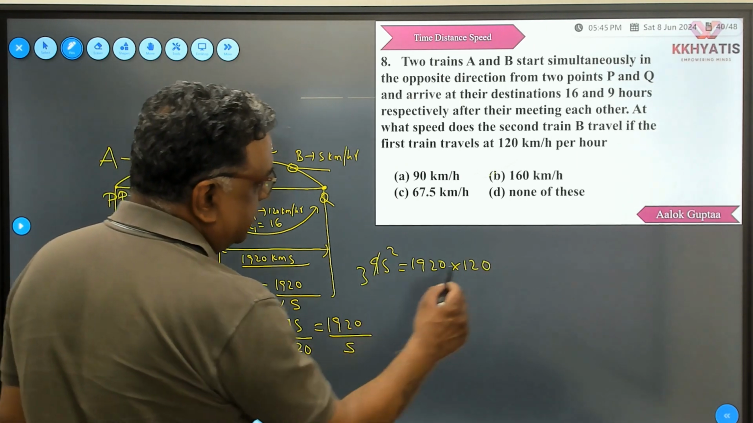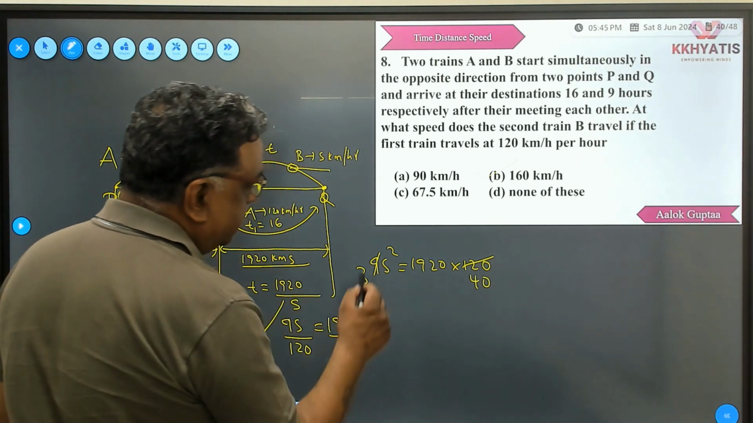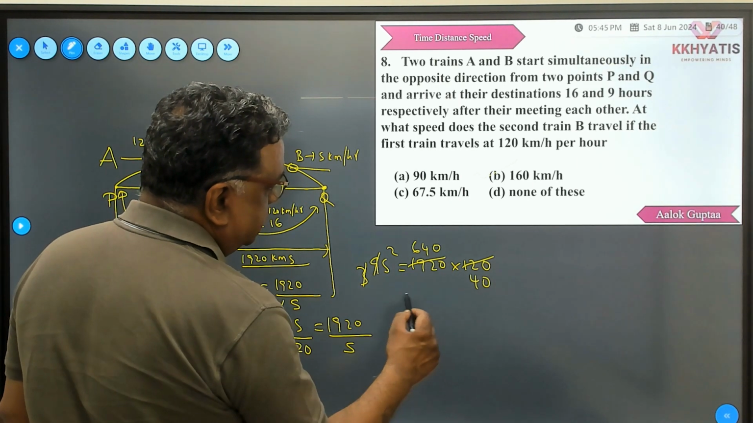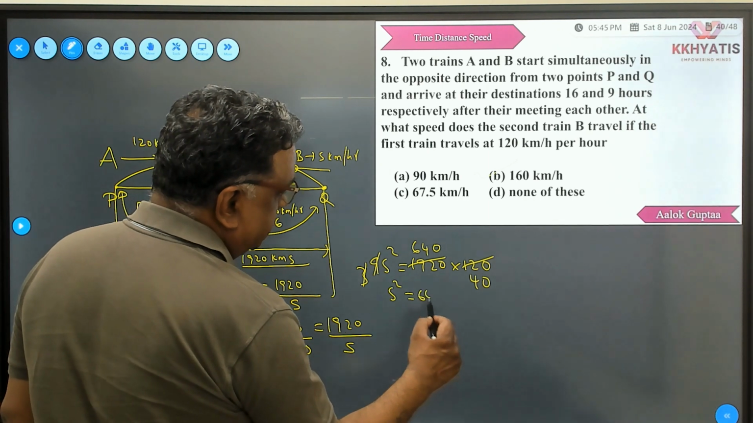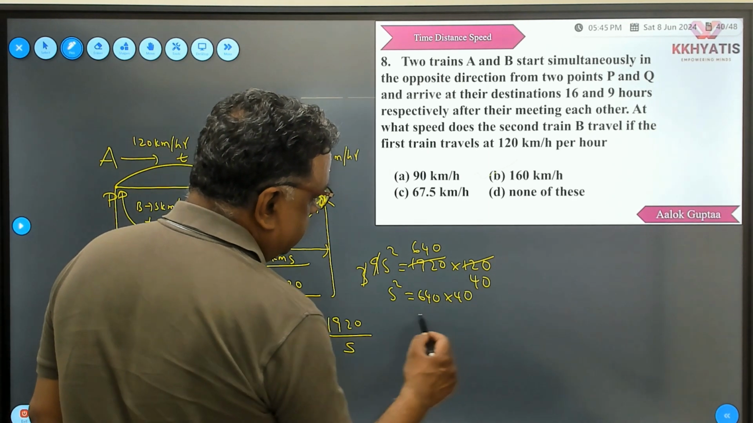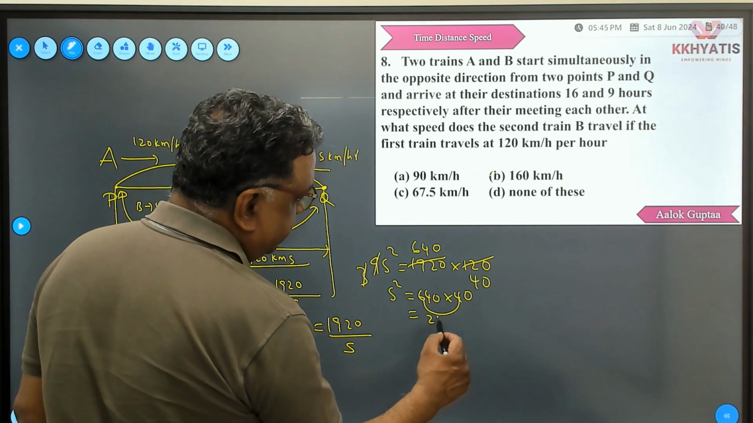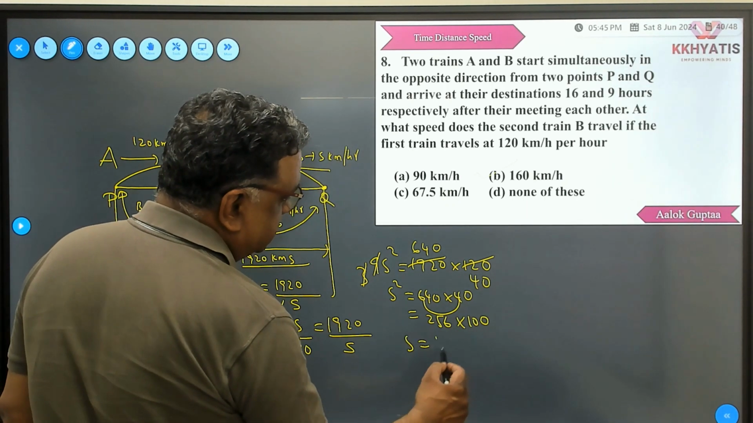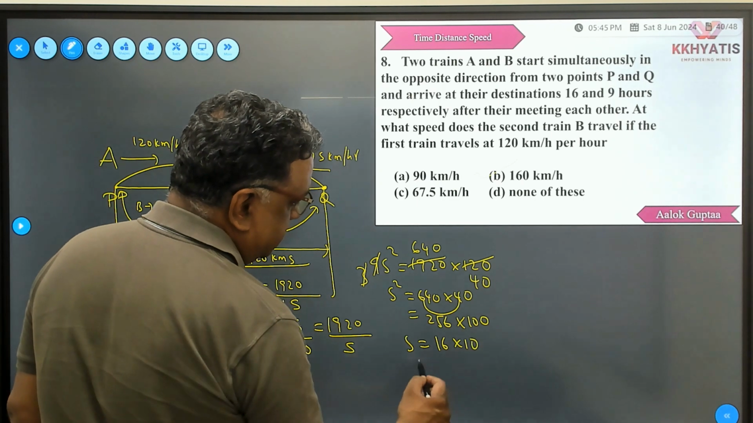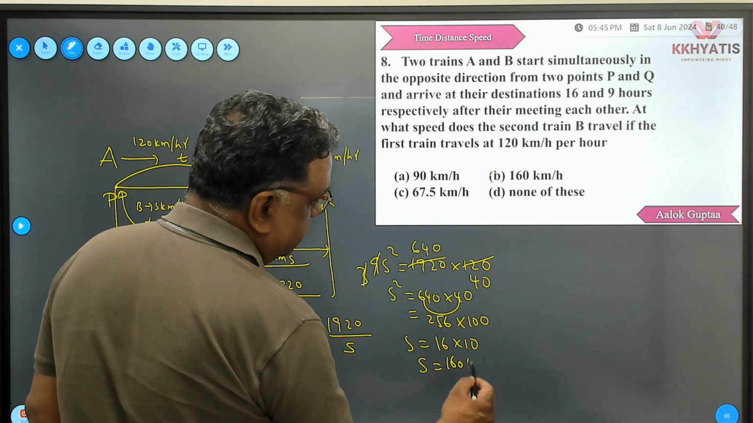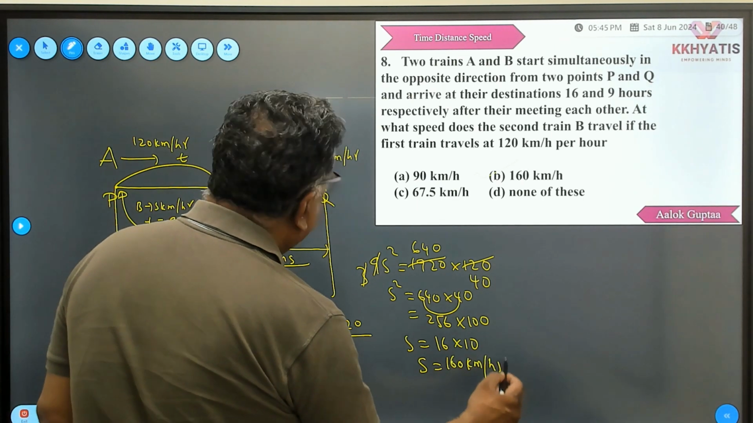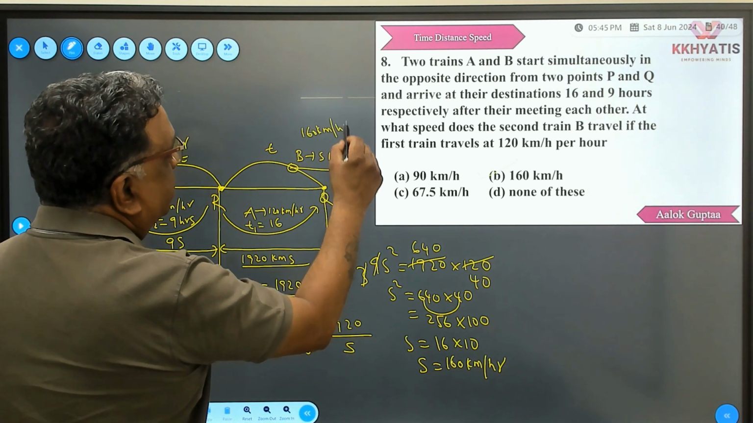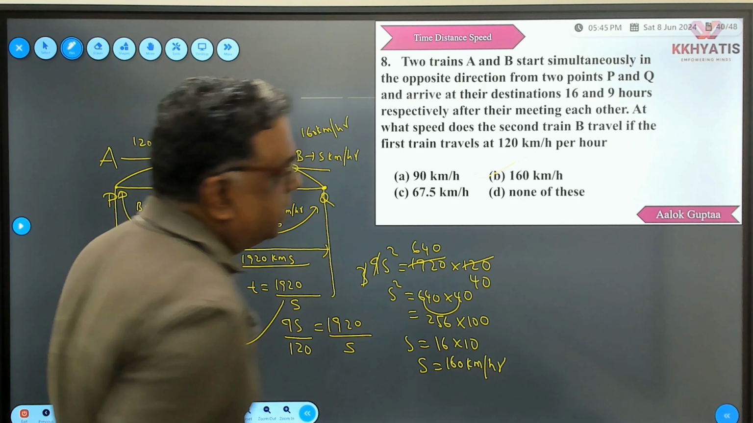3 nines are 27... so S square is 640 into 40. So 64 into 4, 256, 10 into 10, 100. So S will become, this will be 16 and this will be 10. So S is 160 kilometers per hour. So the speed of train B should be 160 kilometers per hour. So 160 kilometers per hour is the answer.